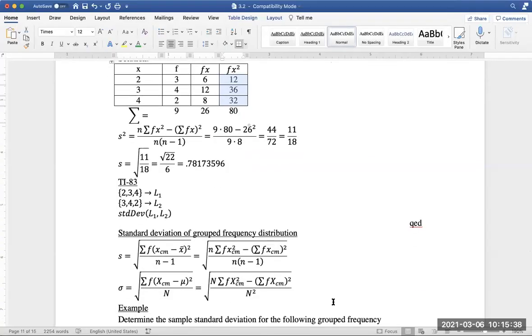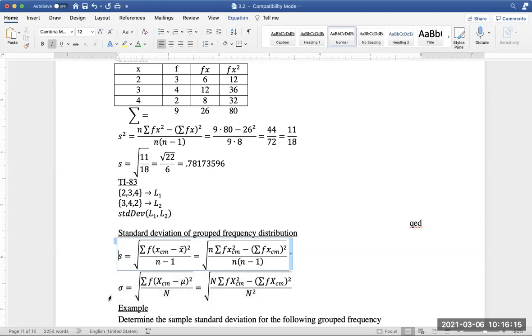Standard deviation for a group frequency distribution. Again, the same as we did in the previous section. The sample standard deviation, s, is equal to the square root of the sum of f times (x sub cm minus x bar) squared, all divided by n minus 1. Or, using the computational formula, the square root of n times the sum of f x sub cm squared, minus the quantity sum of f x sub cm, squared, all divided by n times (n minus 1).